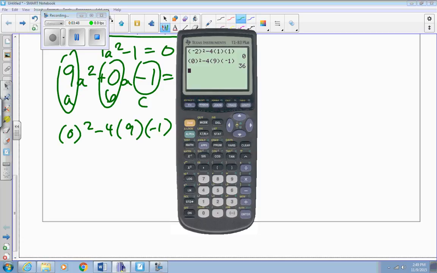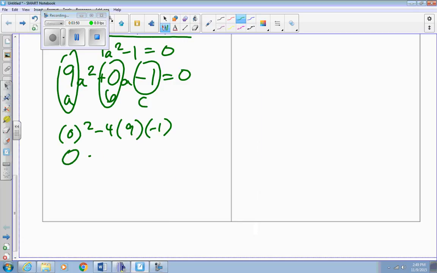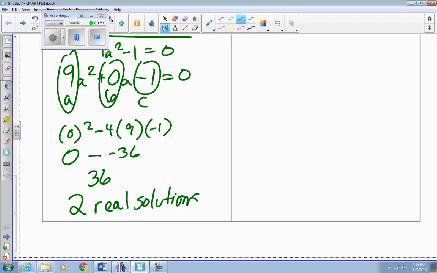If we did this in our head, we have 0 minus negative 36 on the right side, and that'd be plus, so that equals 36. Positive number, that means there are two real solutions for this quadratic. That is the answer we're looking for.